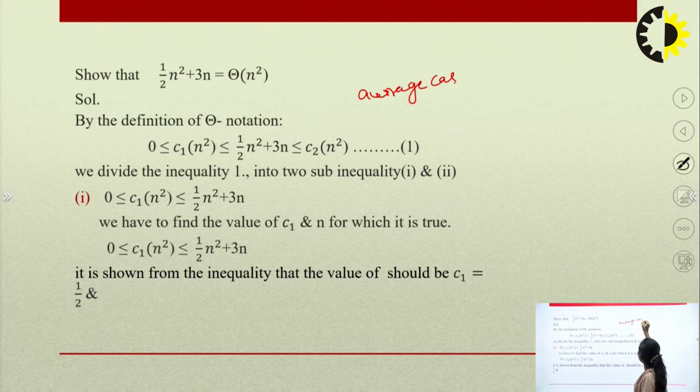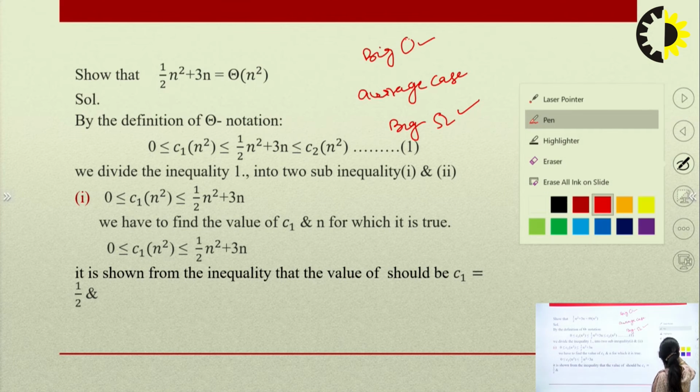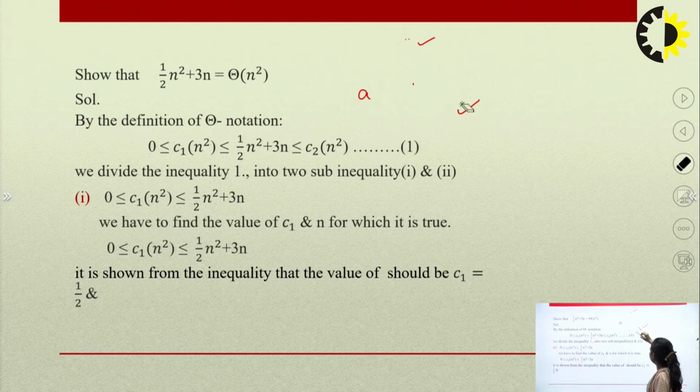Theta is the average case, and you have to prove the big omega and big O. So you have to prove the average case, then you have to prove the big O and big omega. Fine. Let's come to the question.